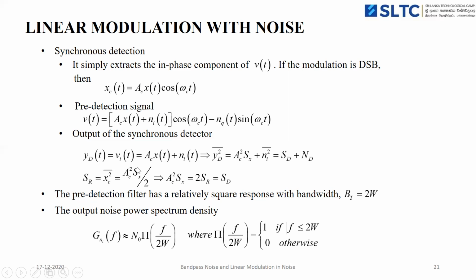From that signal Yd of t, we can find the mean square value. That is Yd squared bar equals AC squared times Sx, since the signal term has amplitude AC and the power is Sx, plus the noise term whose mean square value is Ni squared bar. We can write the first term as Sd, the second term as Nd. And we can find the SR for the double sideband modulation. SR equals Xc squared bar, which equals AC squared Sx by 2, which gives AC squared Sx equal to 2 SR. So we can replace AC squared Sx by 2 into SR, so 2 into SR equals Sd.